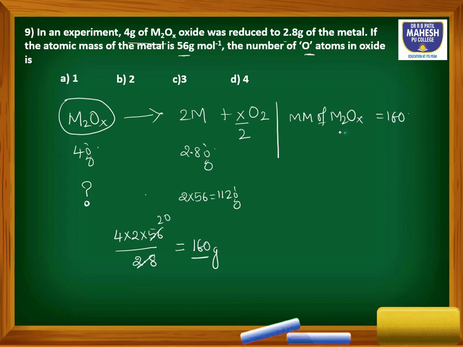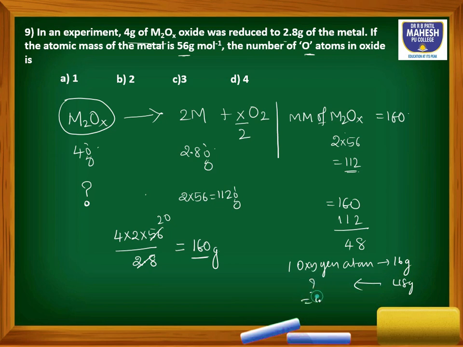In that one already metal is present. How much metal is present? 2 into 56 is present. 2 into 56 means 112 gram is present. Let us subtract that now. 160 minus 112. So this is going to be 48. We know one oxygen atom means it is 16 gram. Then 48 gram means how many oxygen atoms? Just a simple cross multiplication. 48 divided by 16, that is equal to 3. So that is option C.